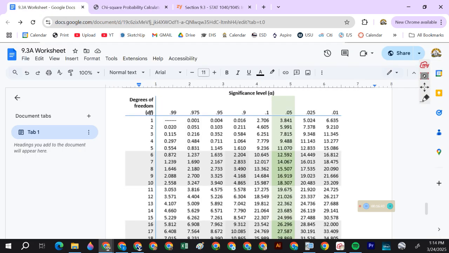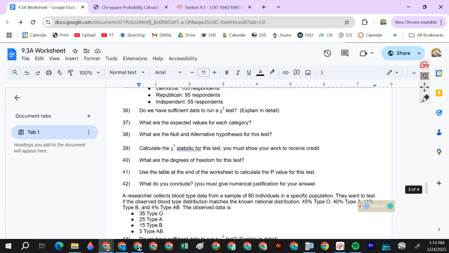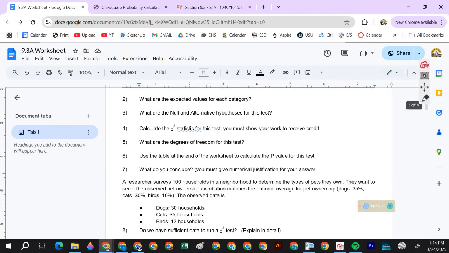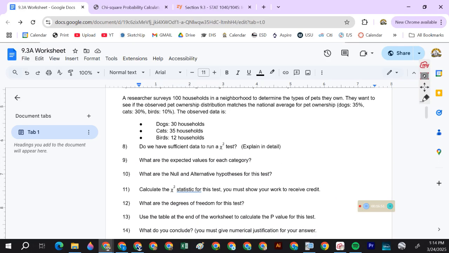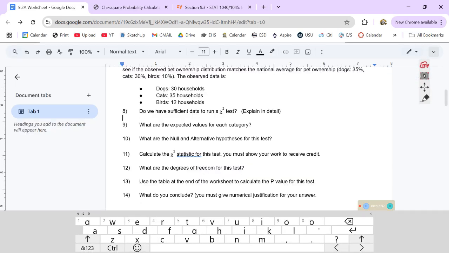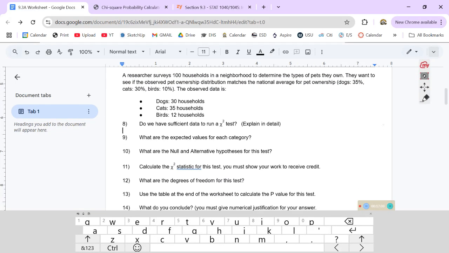All right, let's do the next one together. This one's a little bit tricky. Okay. A researcher surveys 100 households in a neighborhood to determine the types of pets they own. They want to see if the pet ownership distribution matches the national average for pet ownership. So we're assuming that dogs are 35%, cats are 30%.